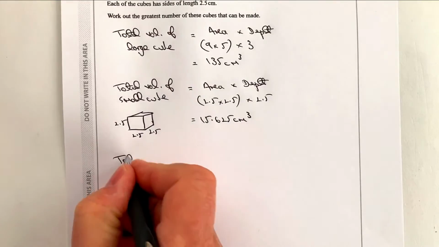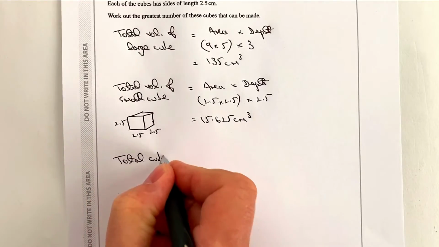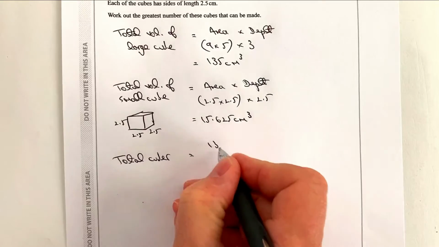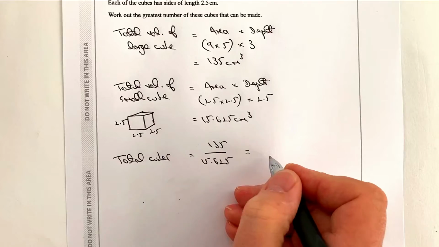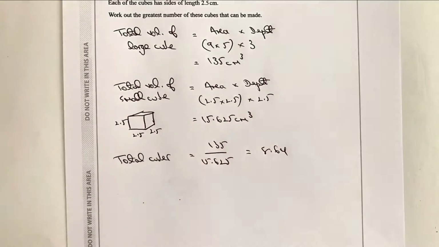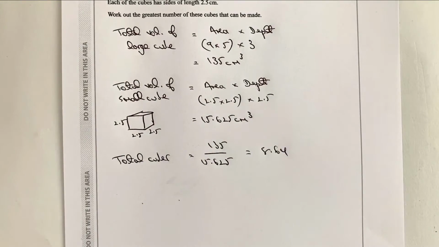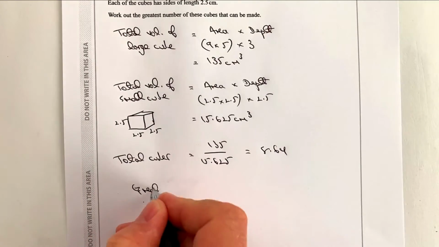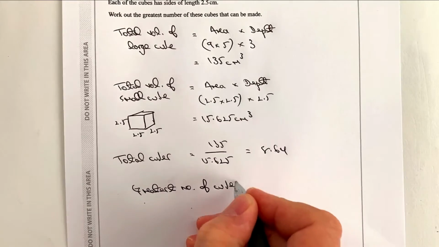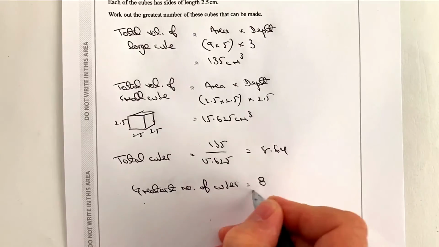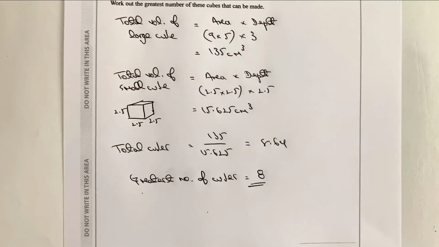Total cubes is going to be equal to 135 divided by 15.625, and that's going to give you 8.64. Okay, well, it says the greatest number of cubes that can be made. Well, you can't make, no use really of 0.64 of a cube, so therefore the greatest number of cubes is equal to 8. Okay, and that's the answer to that particular question.